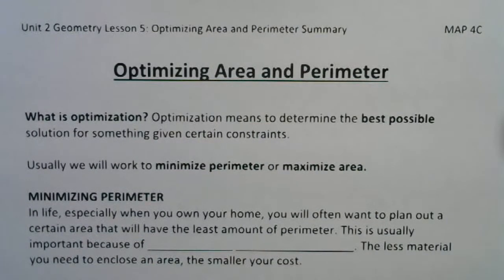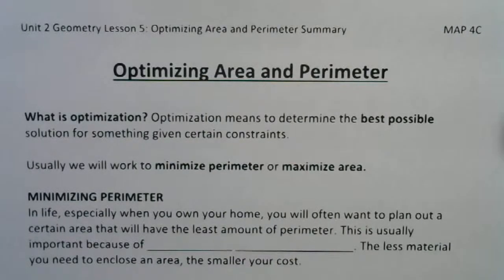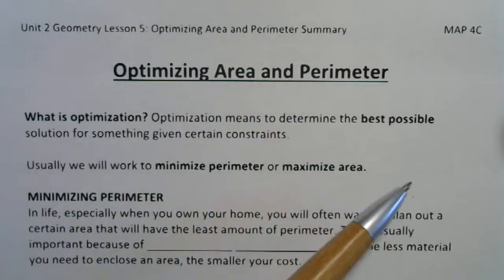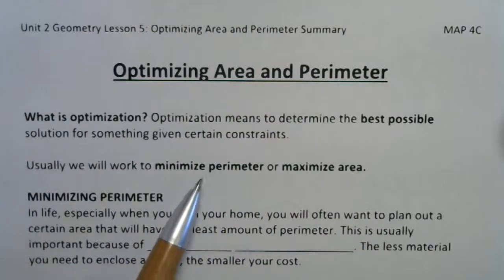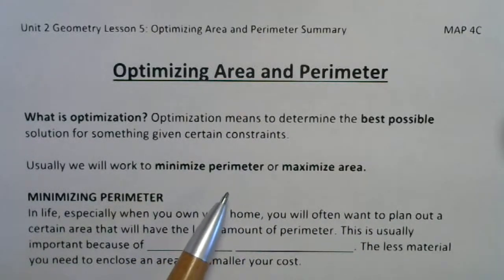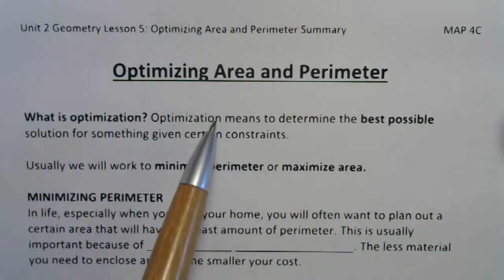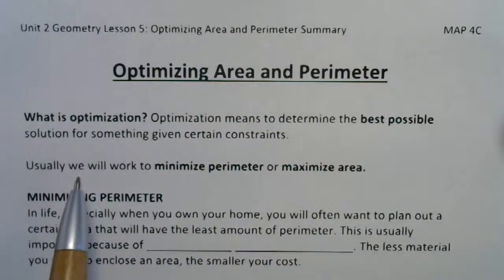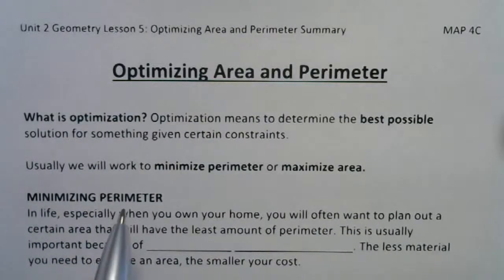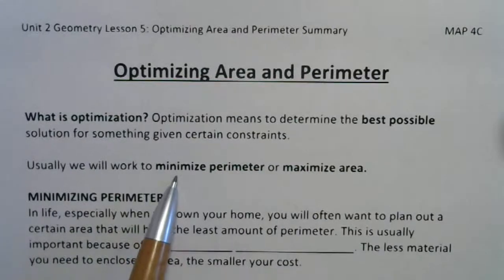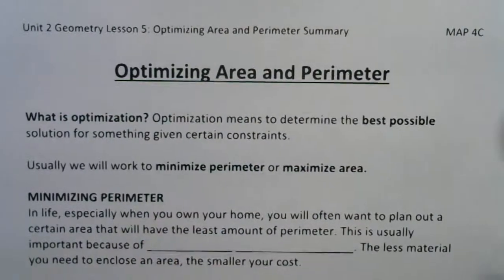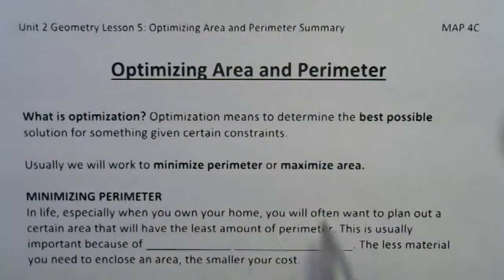So what we're going to look at right now is how to optimize area and perimeter. And what does optimization mean? Well, it means to determine the best possible solution for some given certain constraints. So if we have a fixed area and we need to optimize the perimeter, that means we need the best possible solution. So typically what we want to do is minimize the perimeter of something. Remember, the perimeter is the distance around something, or we want to maximize the area of it.